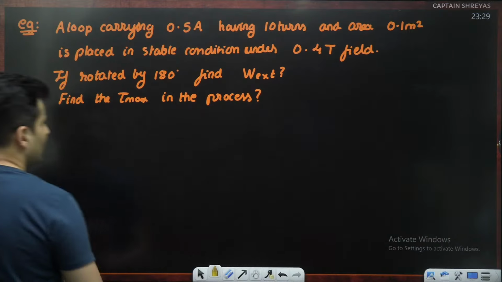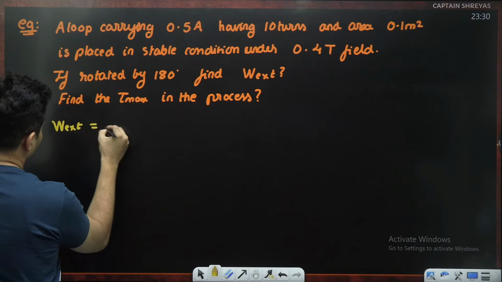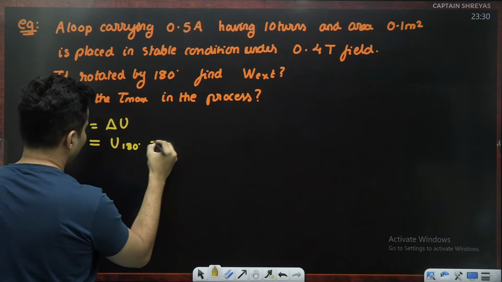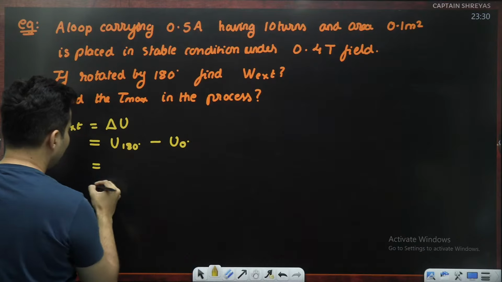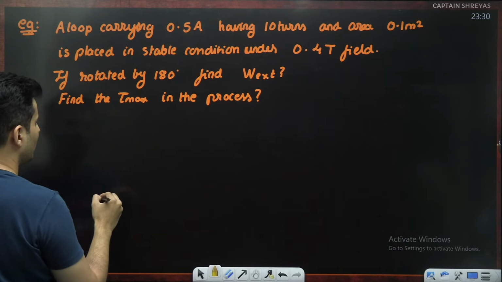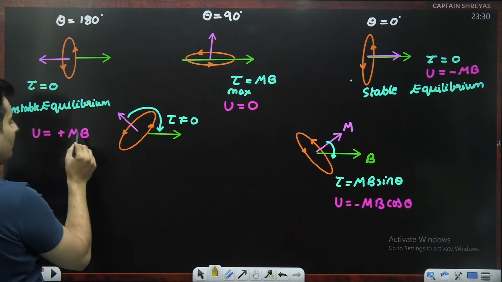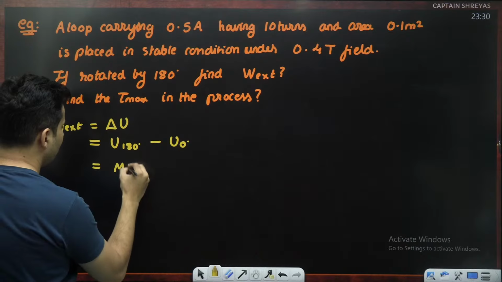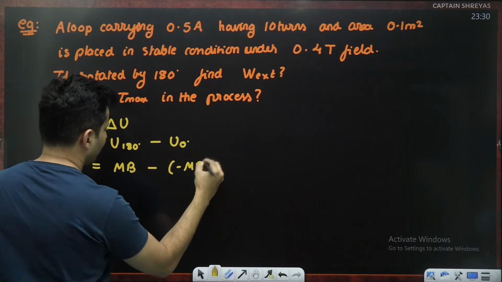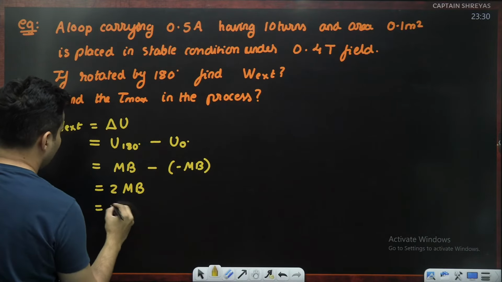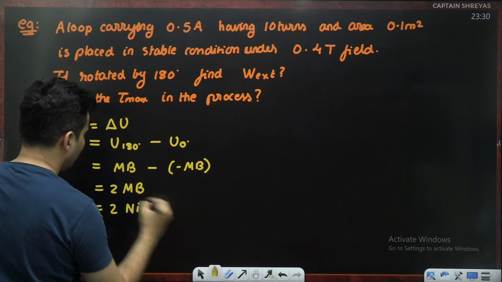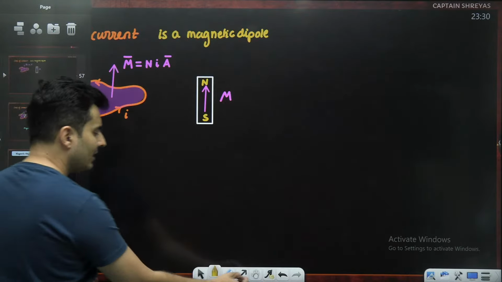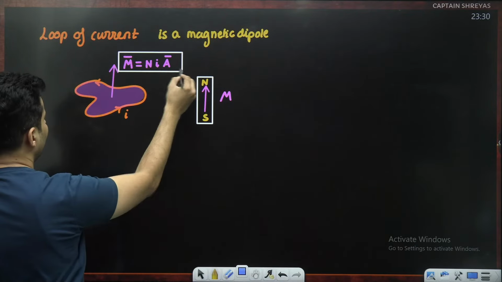All right. So how do we do this? If you want to find the work done externally, it's always the change in the electrical, magnetic or whatever potential energy. So energy when it is at 180 degrees, final, minus energy when it is at 0 degrees. For 180 degrees, energy is MB. For 0, it is negative MB, basically using the minus MB cos theta formula. So basically it will be MB minus minus MB, which is 2 times MB. But what is M? It is number of turns into current into area. That is the formula for the magnetic moment of a loop carrying current. In case you've forgotten about it, I have written it over here. We did this in the previous lecture also. It's not like this is new.